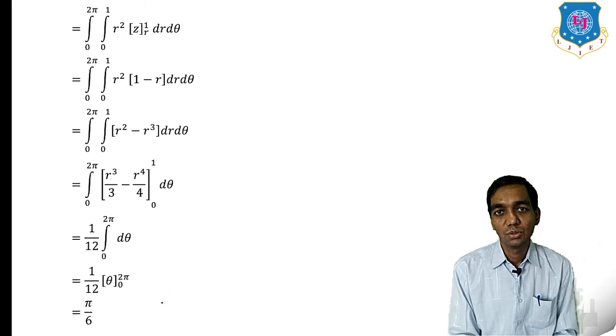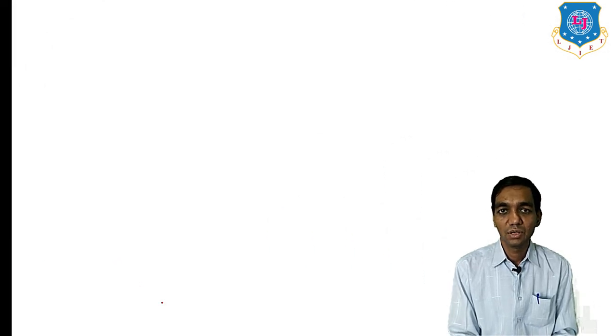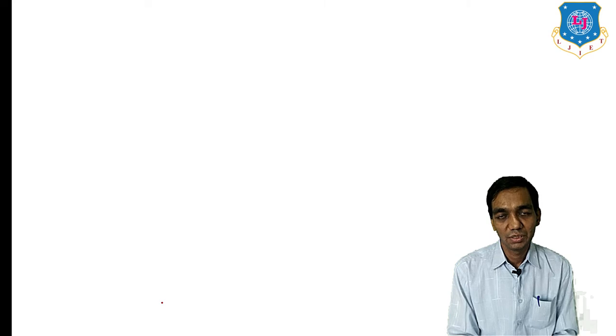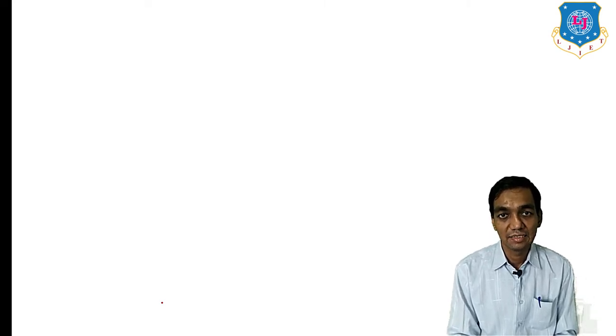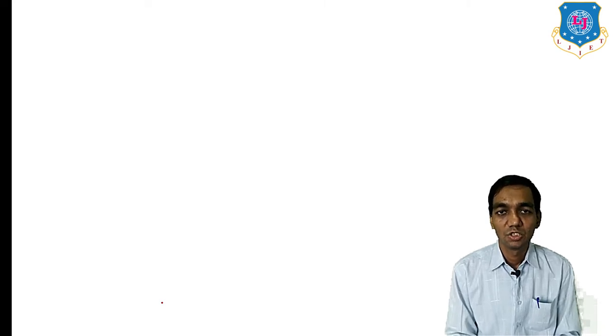Correct? So in the case where the limits are not given, you have to put the limits by yourself, and then you have to check whether it is directly integrable or easy to integrate. If it is not directly integrable, we are going to reduce the given integration in the form of spherical polar coordinates or cylindrical polar coordinates.